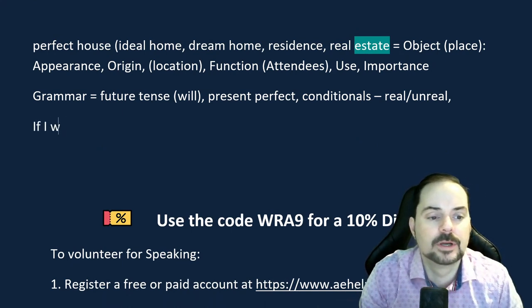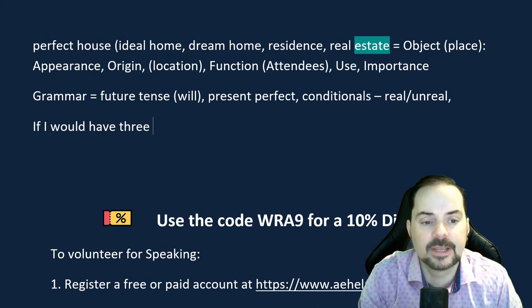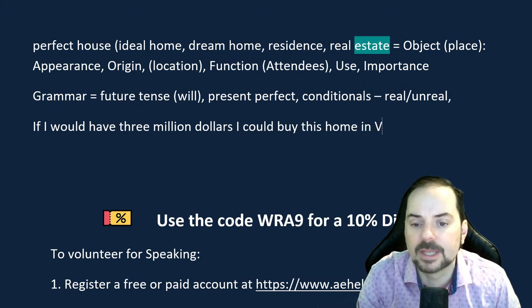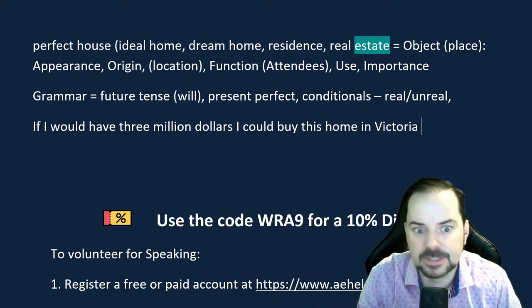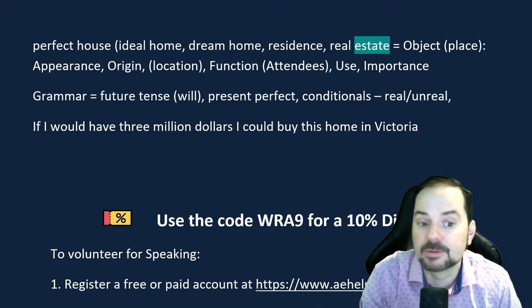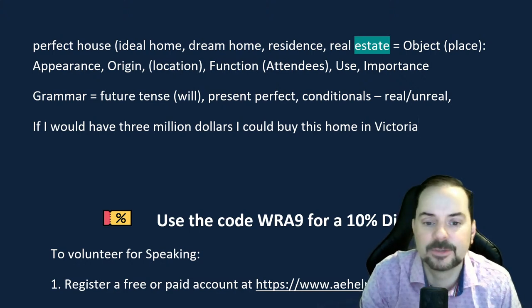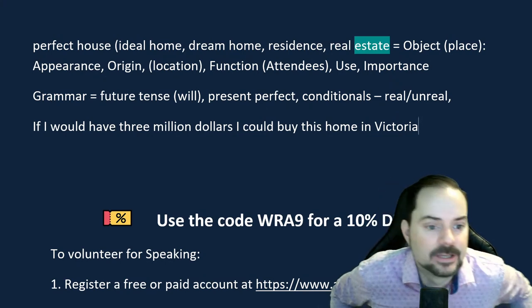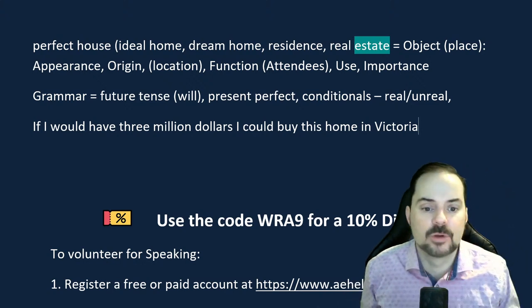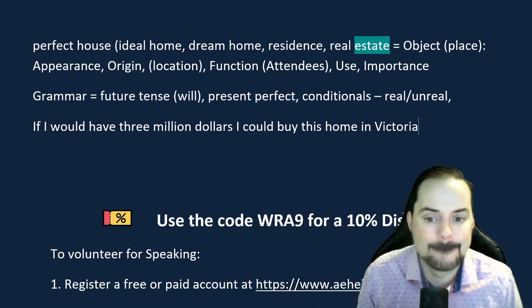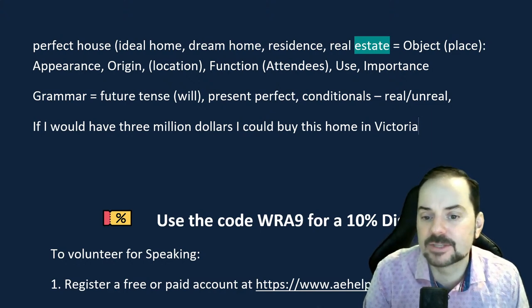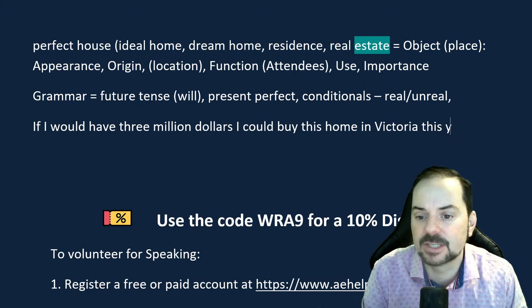If I would have $3 million, I could buy this home in Victoria. I live in a very expensive part of the world. A $3 million home will not buy you a castle. It will just buy you a nice house here. The average house in Victoria, where I live, everybody, the average family home costs $1.1 million. So if I would have $3 million, I would buy this home in Victoria this year.